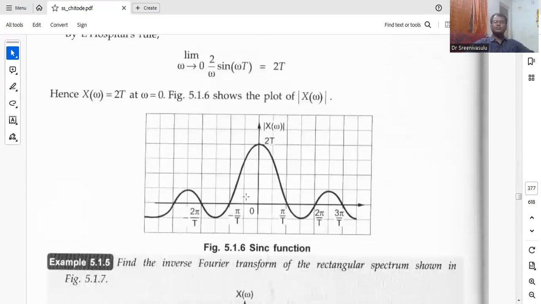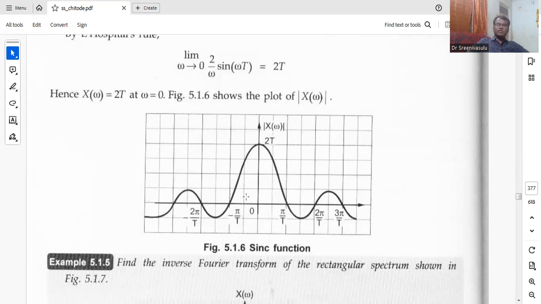Observe it here. At omega equal to 0, sinc of 0 is 1. It is obtained from L'Hospital's rule. So at sinc of 0, the amplitude is 2T, and at the remaining frequencies, we know the zero crossing points are at integer multiples of pi by T, 2 pi by T, and 3 pi by T, plus or minus.